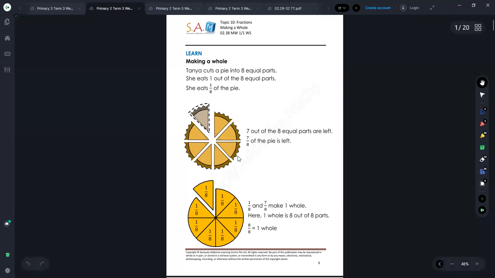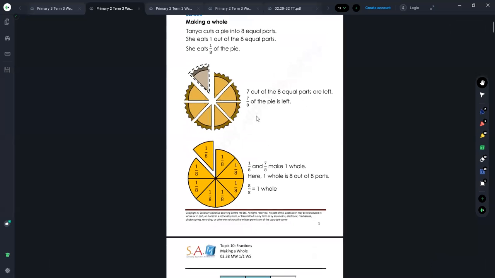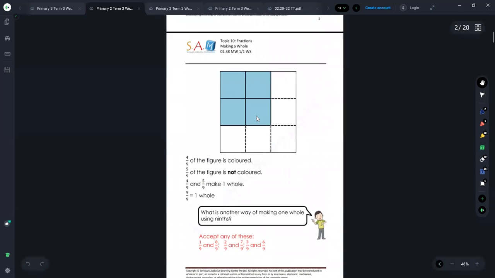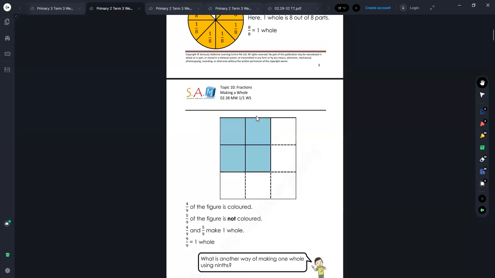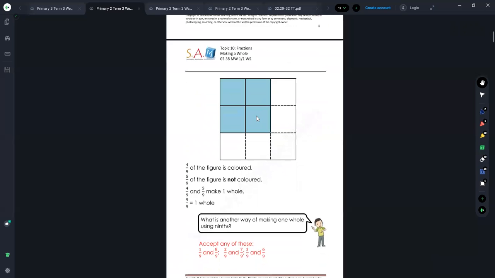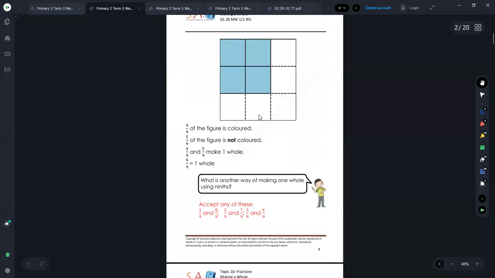So you can use this diagram to show them. It's actually quite straightforward. 7 out of 8: if you take 1/8 of the pie, then 7 out of 8 is left, because in total there are 8 parts. So here, the concept of addition and subtraction of fractions will be taught later. But for now, it's just to get them to think about what the whole is made up of.